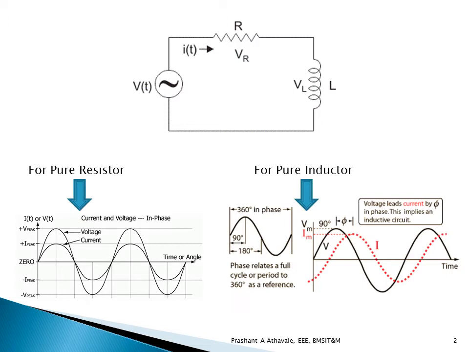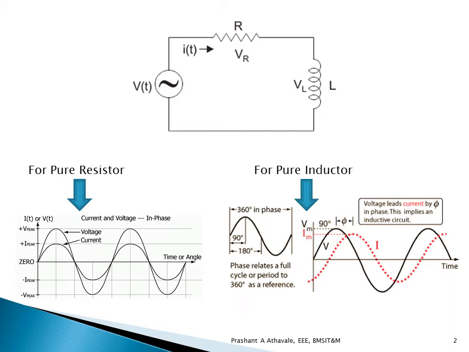But for a pure inductor, the scenario is a little different. You have discussed this in detail in our basic electrical class concerning the pure inductor, so you can refer to those notes. Over there you have written that the current will be lagging the supply voltage exactly by 90 degrees. So this is the whole discussion that we have done.